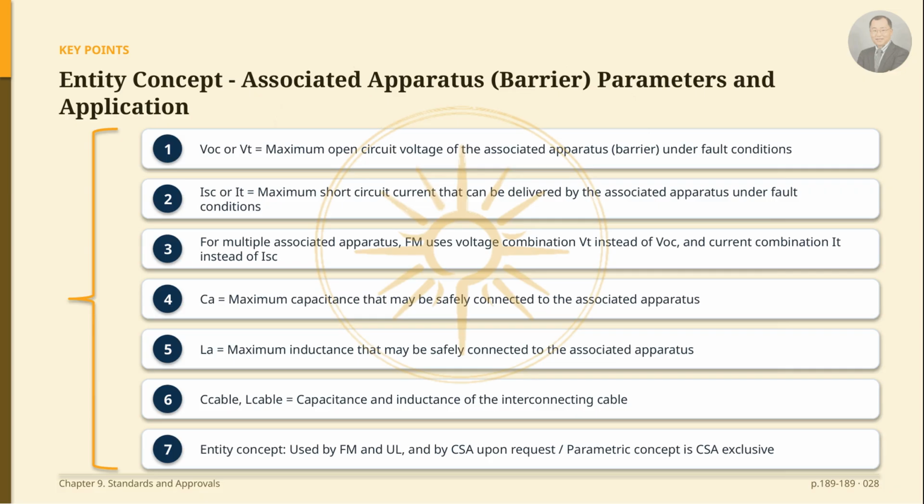Ca refers to the maximum capacitance that can be safely connected to the associated apparatus, and La refers to the maximum inductance that can be safely connected. Ccable and Lcable are the capacitance and inductance of the connecting cable, respectively. All these entity parameters are specified on the loop schematic or control drawing. The entity concept is used by FM and UL, and is also used by CSA upon request. On the other hand, the parametric concept is used only by CSA.